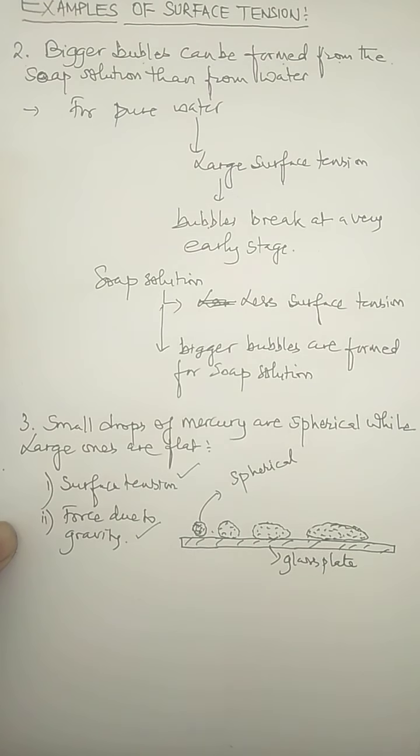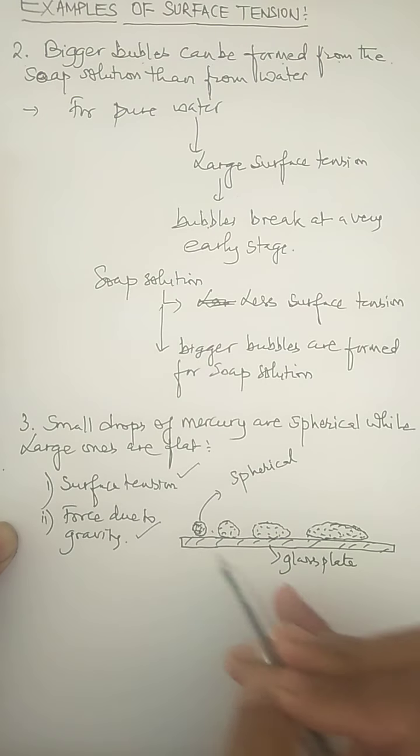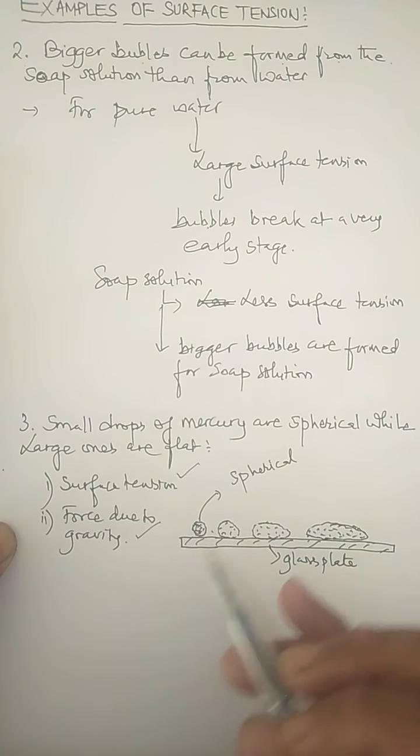That's why, children, for the formation of a very small drop, the potential energy would become very minimum, almost insignificant as compared to the surface tension. Under this case, the shape of the drop is actually determined by the surface tension. So who is responsible for the formation of the spherical shape? It is due to surface tension. That's why we see the formation of a small drop of mercury as spherical.